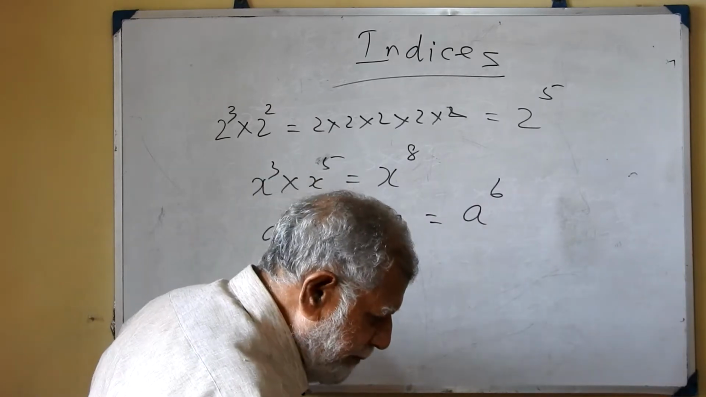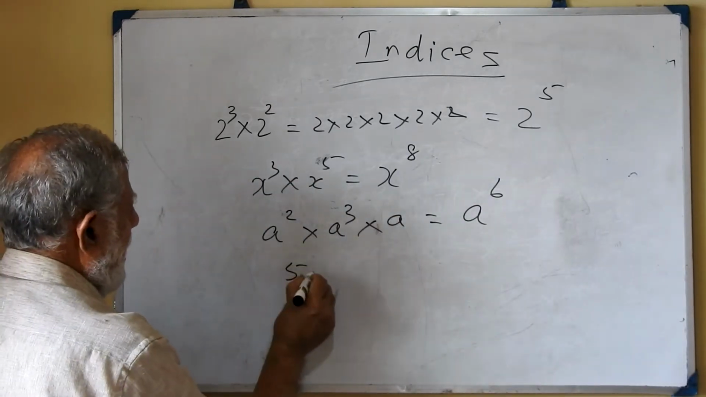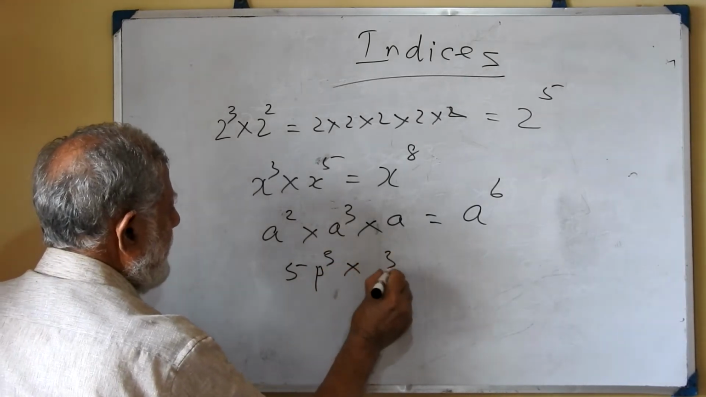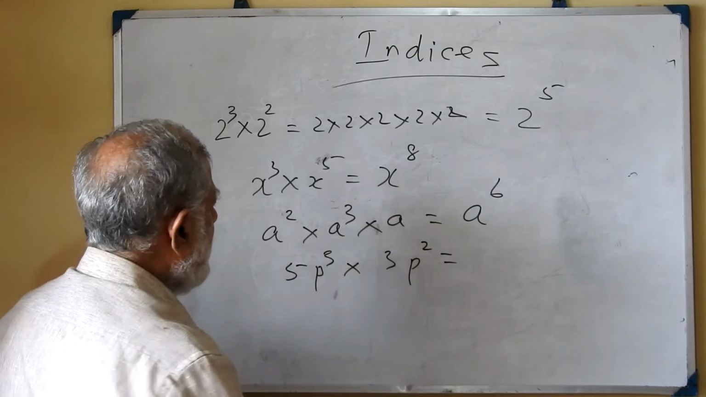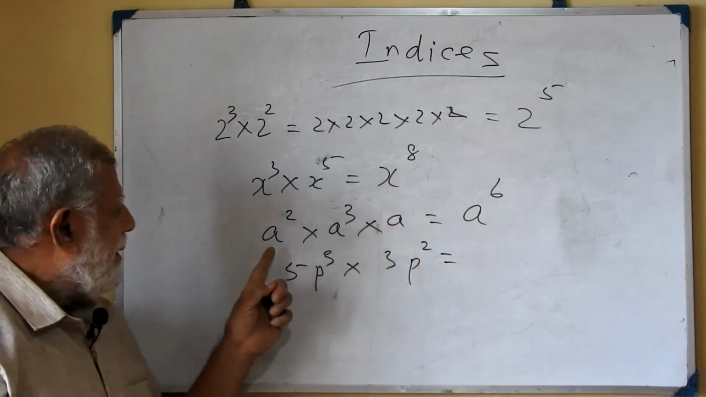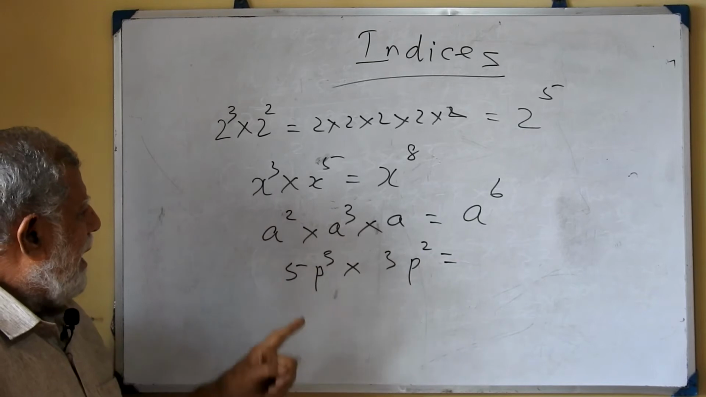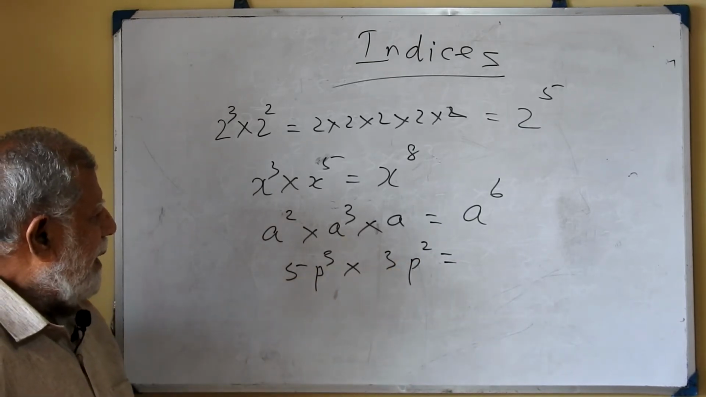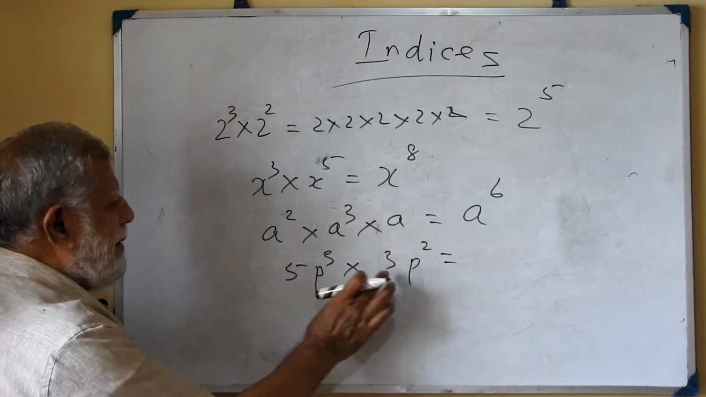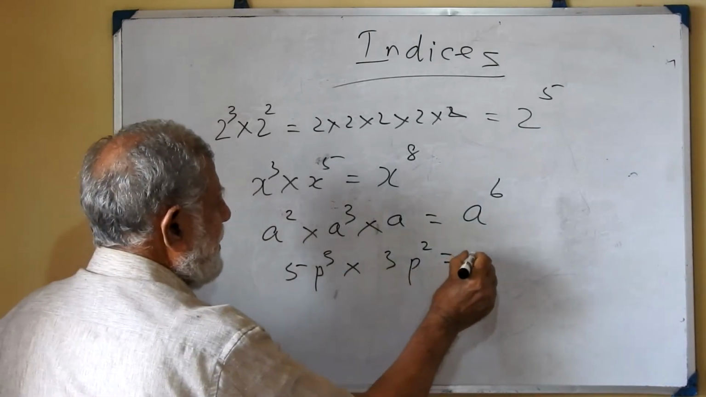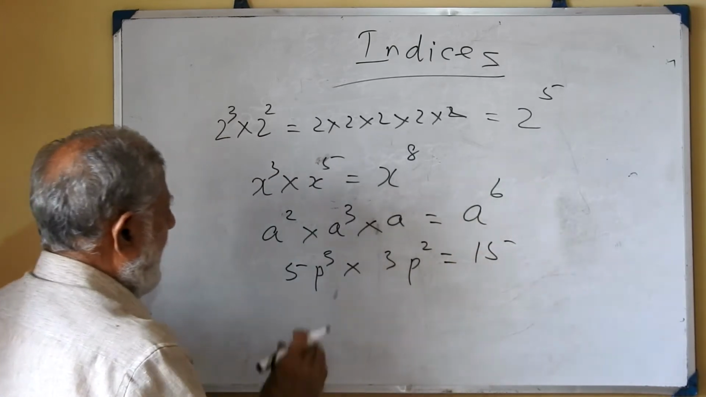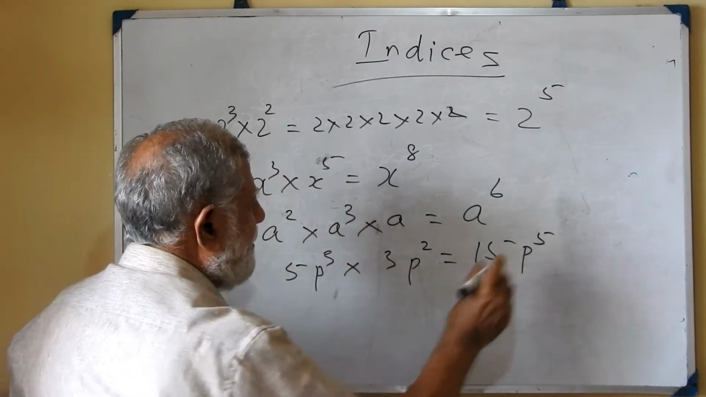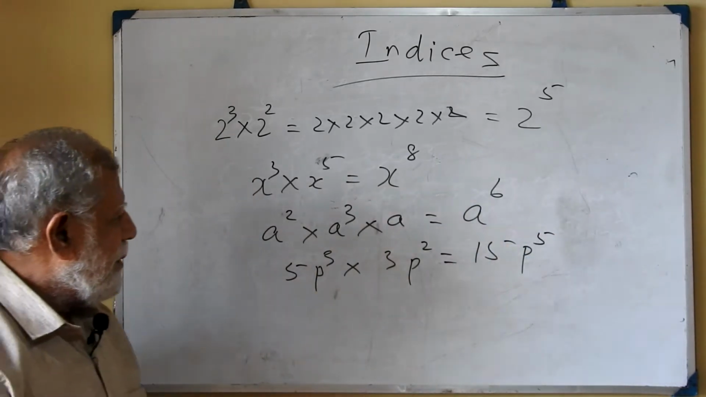So we'll take another example. Look at this one. 5p cubed into 3p squared. So in all these places we had the coefficient as 1. But here we have 5p cubed and 3p squared. So how to multiply this? First of all, you have to multiply these numbers. 5 and 3. 5 times 3 is 15. And p cubed into p squared, we have to add the powers, p to the power of 5. It's all simple. You have to only do it methodically.